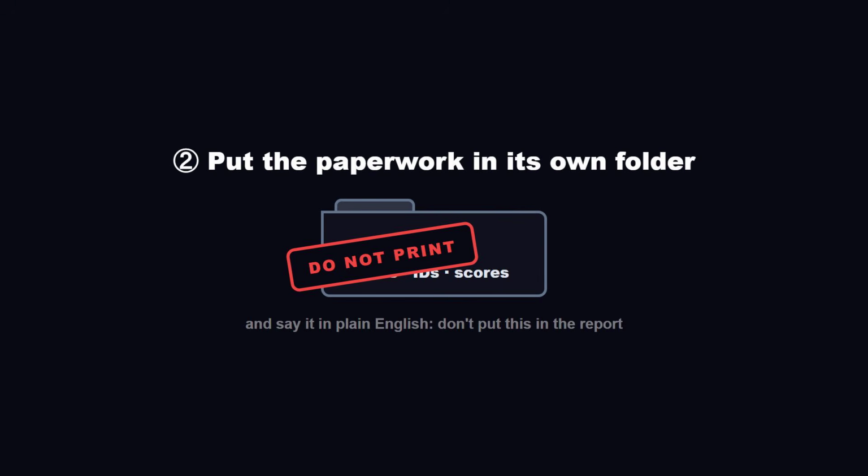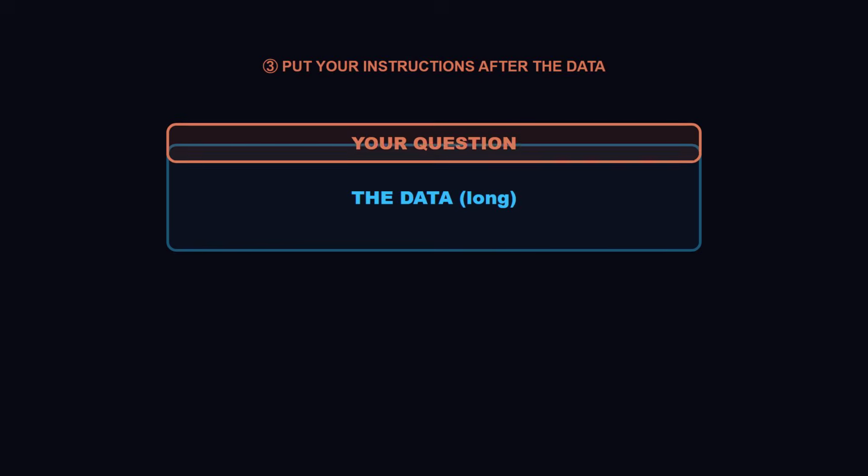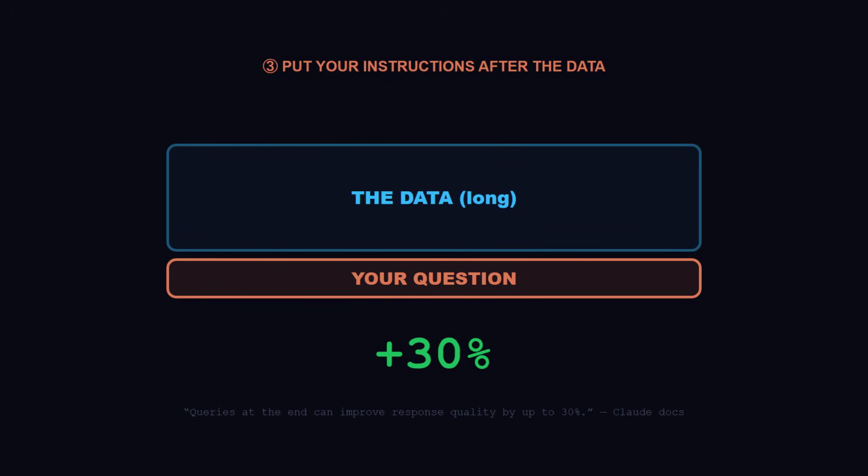2. Put all the paperwork in a separate folder. Then write in plain English, do not print this. 3. And this one is free. Put your instructions after the data, not before. Anthropic's docs say questions at the end improve answers by up to 30%. 30% for moving a paragraph to the bottom.